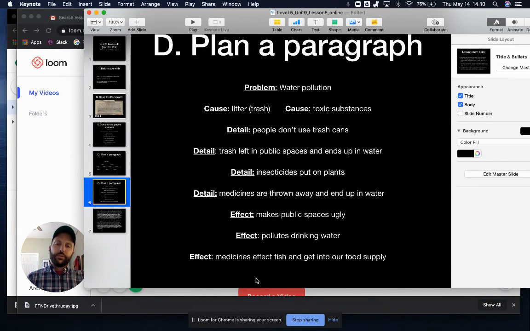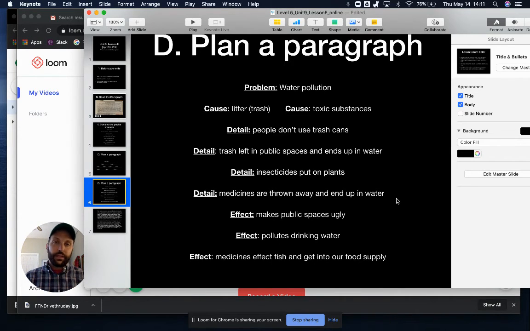And then finally, I already mentioned another effect is these medicines affect fish and other animals, and they get into our food supply. So if we're eating those fish who have taken in some kind of prescriptions or medicines, it can affect us too because we eat fish. Okay? So again, all I'm trying to do here is plan my paragraph, just like I'm asking you to do. I wanted to write about water pollution because I see that problem in my own neighborhood, in my city. So you choose what you want to write about. The paragraph in the book is about smog.